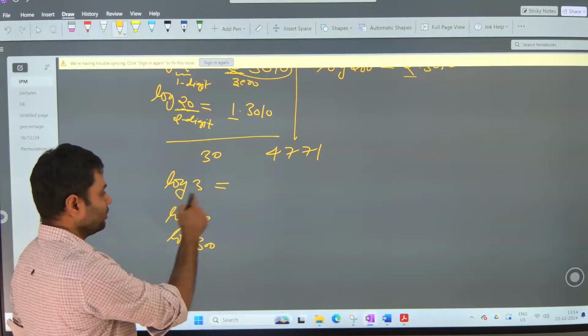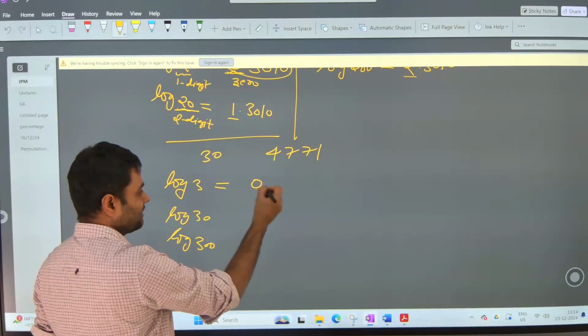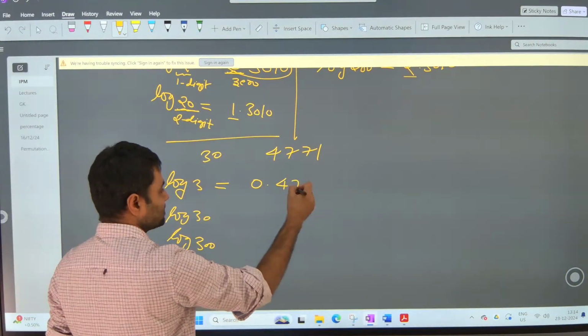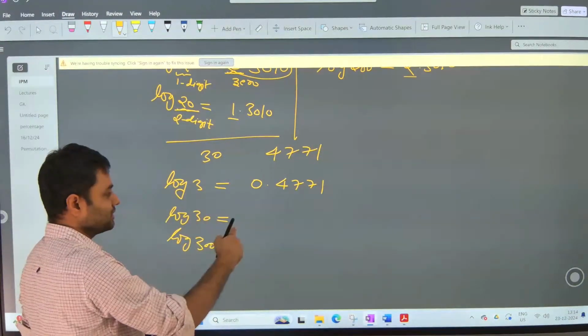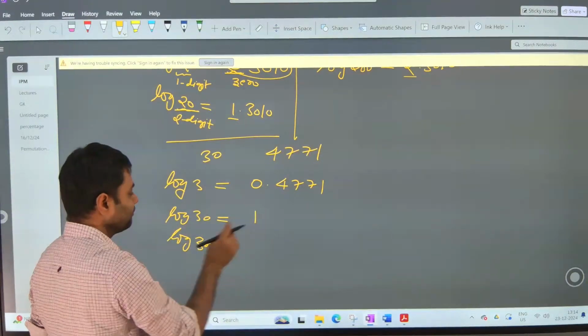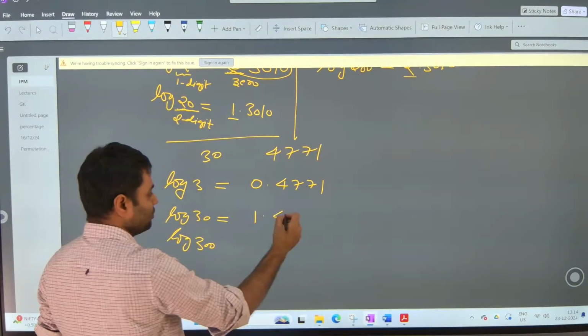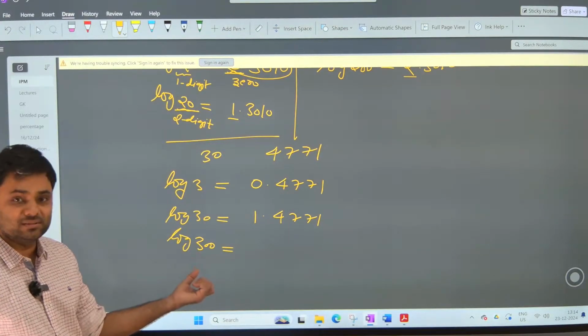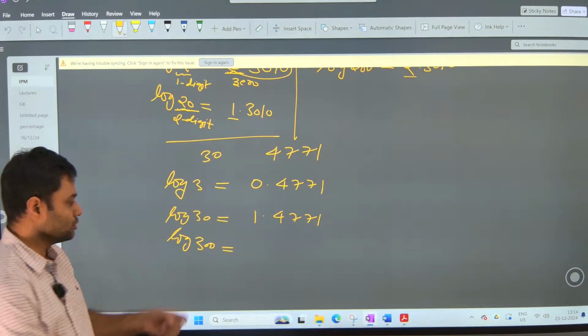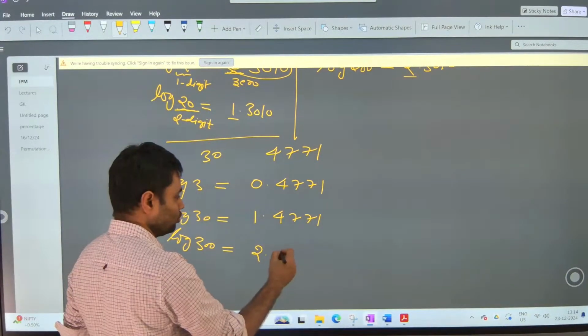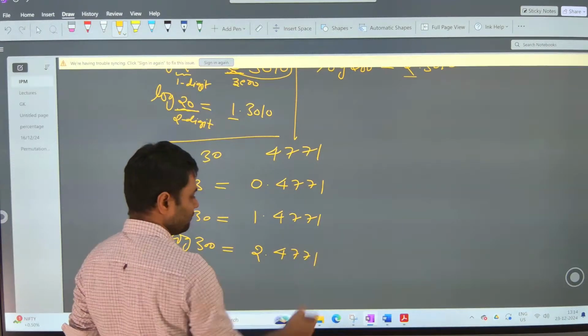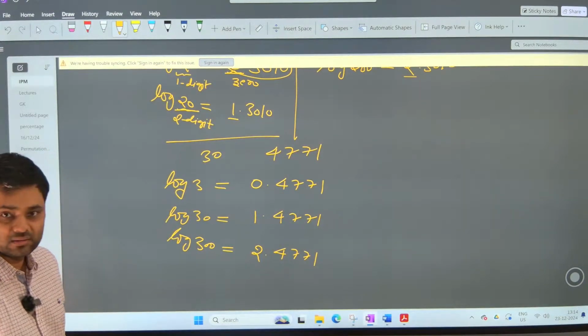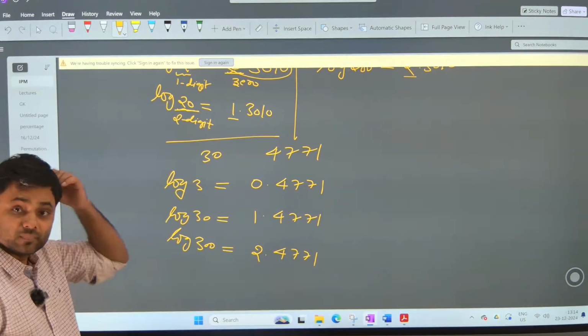Here we have a one digit number, so the result will have 0, 0.4771. Here it is a 2 digit number, so the result will have 2 minus 1, 1, 1.4771. Here it is a 3 digit number, so 3 minus 1, 2. So the result will have a 2, 2.4771. So that is how we write the values in log, right?